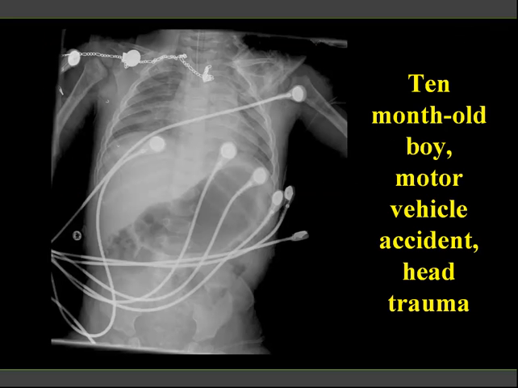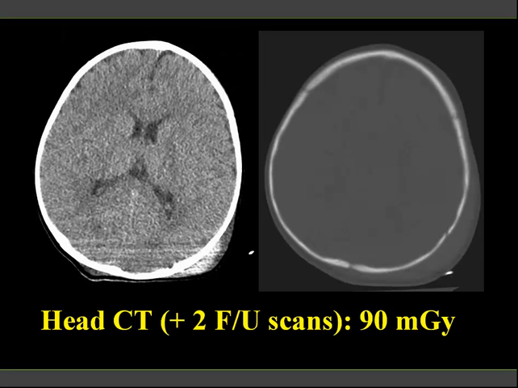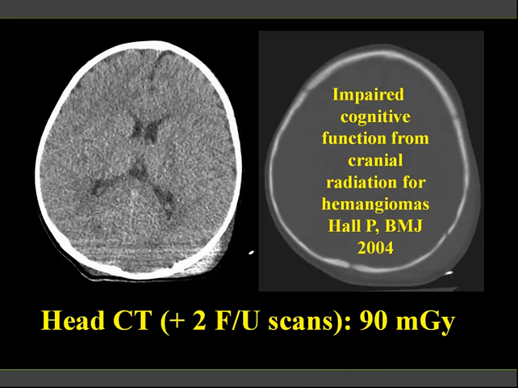Now switching over to the trauma cases, I want to show you this 10-month-old boy who underwent a motor vehicle accident. And of course, when a young child arrives in the emergency room, all the resources are pulled out to make a quick diagnosis. The child had a head trauma, and you can see here there's some blood intracranially and extracranially, which requires 2 follow-up scans, causing a total radiation exposure to the brain of 90 milligray, which is somewhat worrisome.